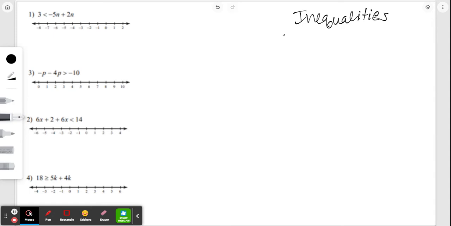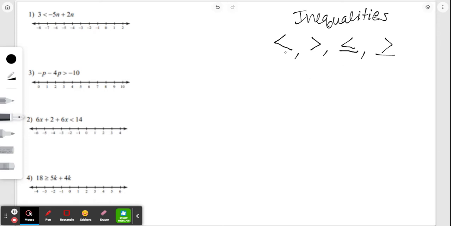We have four symbols that we use. We have a less than symbol. We read from left to right, so the less than side is first. So less than, greater than, less than or equal to, and then we had greater than or equal to.